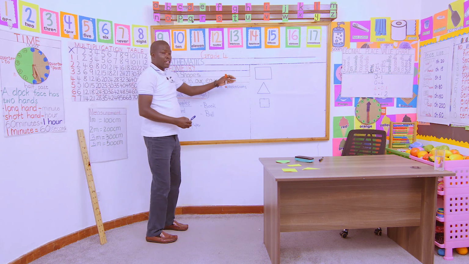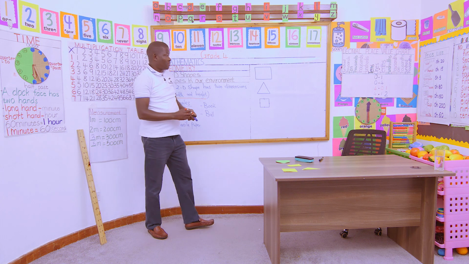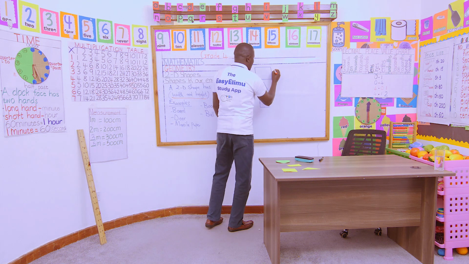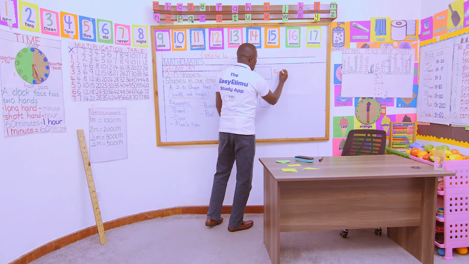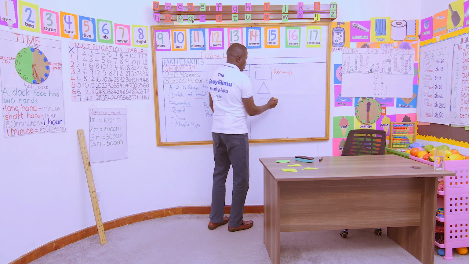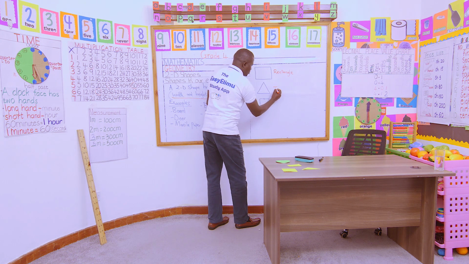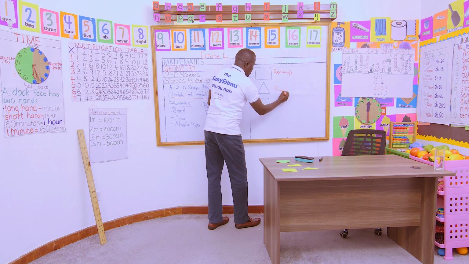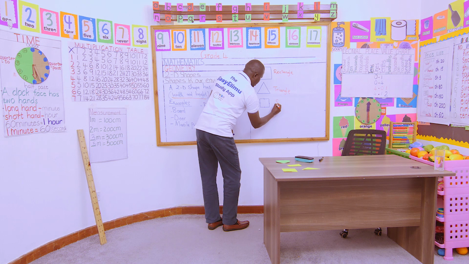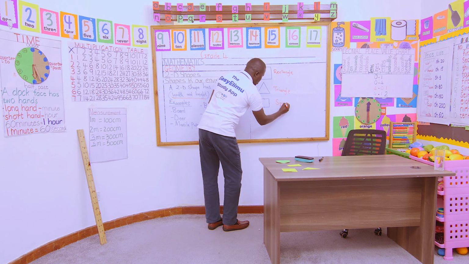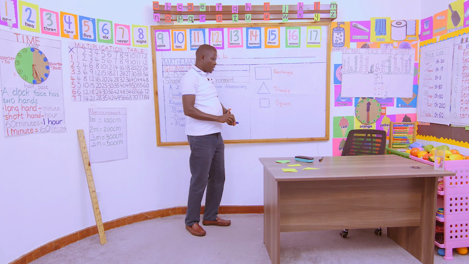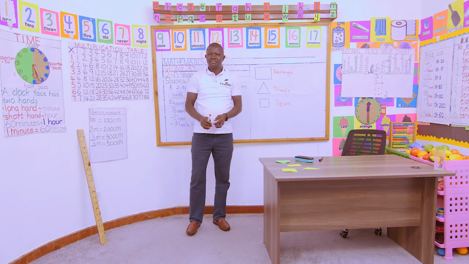Now, what are the names of these shapes? We have said this first one is a rectangle. A rectangle is a good example of a 2D shape. We have a triangle, which is another example. And we also have a square, which is another example of a 2D shape.